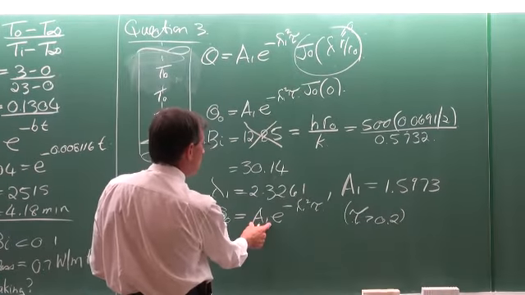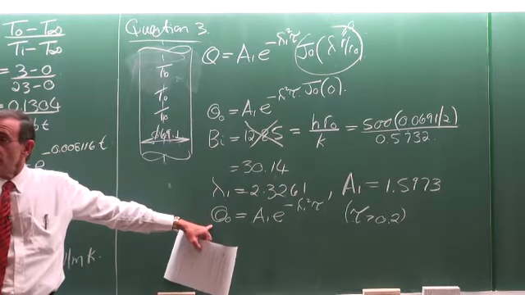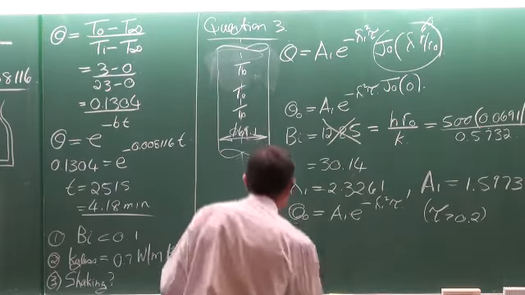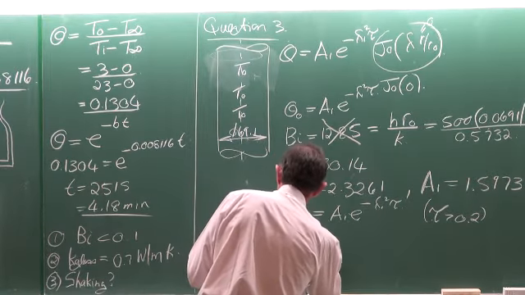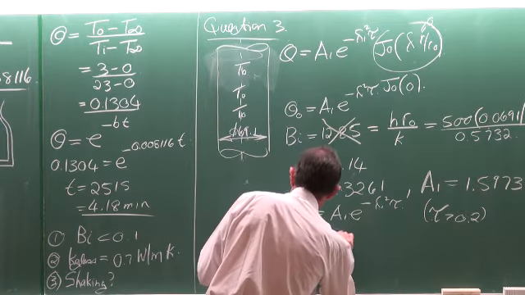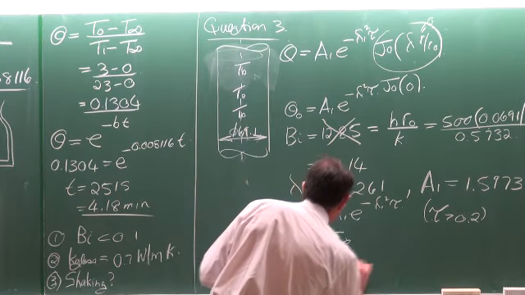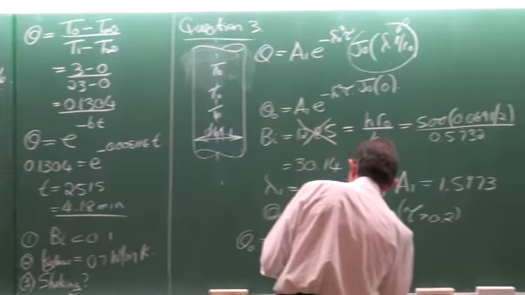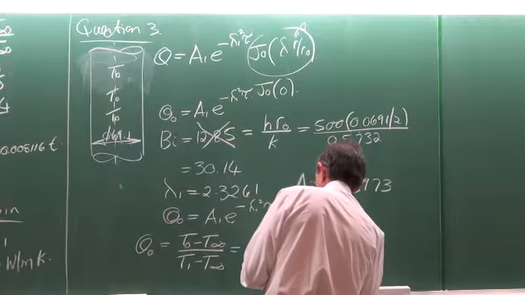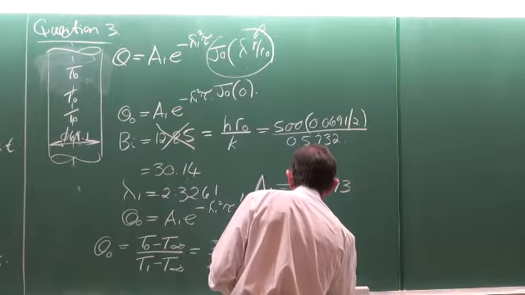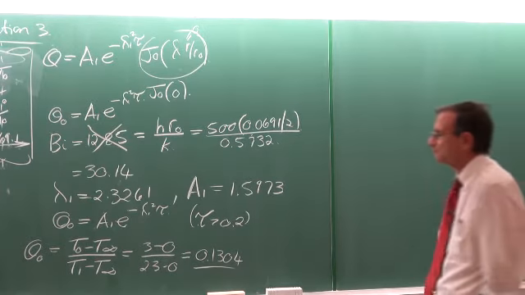If we look at that, we've got A1 now, we've got lambda, we need to get tau, and we need to calculate the non-dimensionalized temperature, which is very easy. The non-dimensionalized temperature at the center would be equal to T0 minus T infinite divided by Ti minus T infinite, and that would be equal to 3 minus 0 over 23 minus 0, and that is equal to 0.1304. We've calculated it previously, but again, there is the non-dimensionalized temperature.